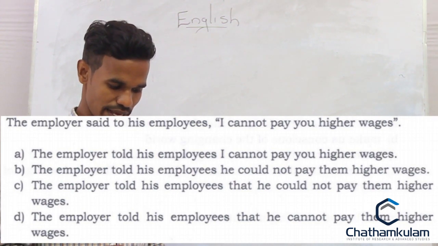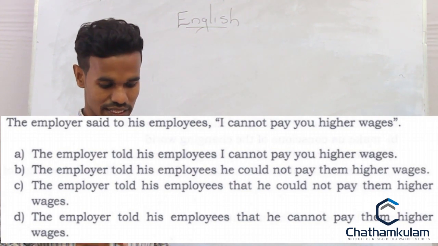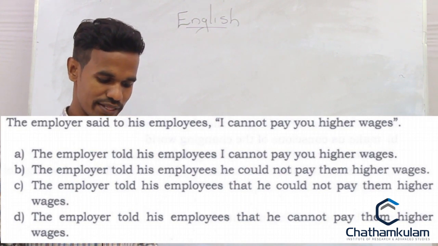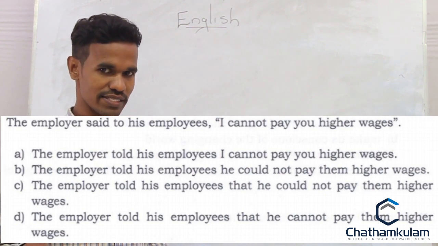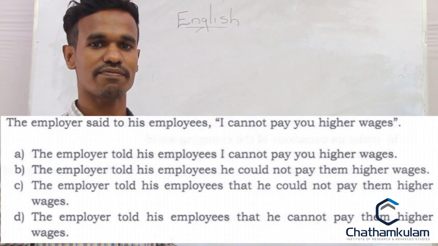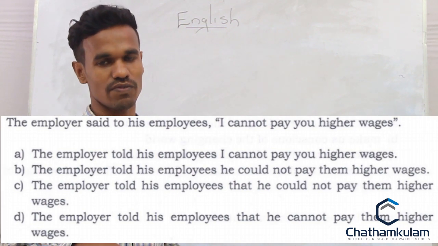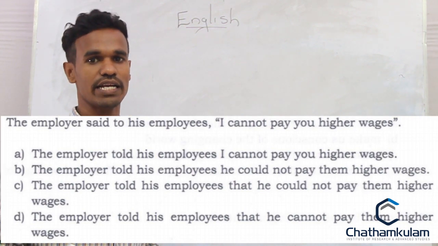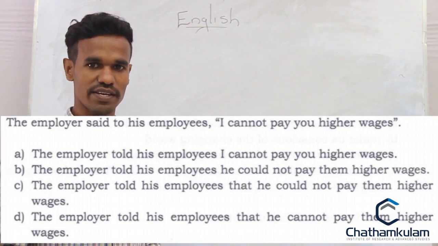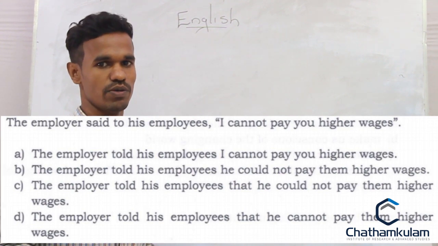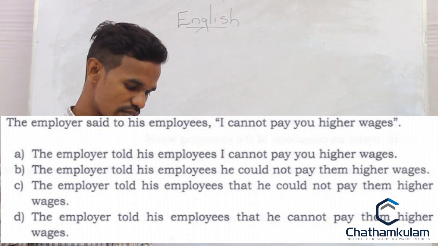Okay, the employer told his employees that he could not pay them higher wages. That is what the meaning is actually converting, right? So when someone else, the third person, is saying a direct statement into indirect or reporting speech, there will be a change added to that. So the right option will be the third one.